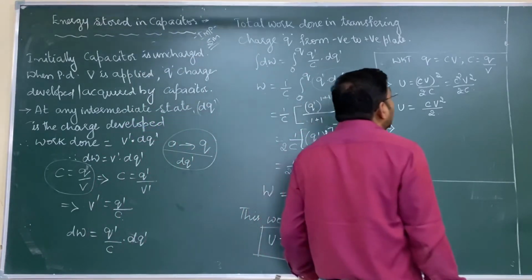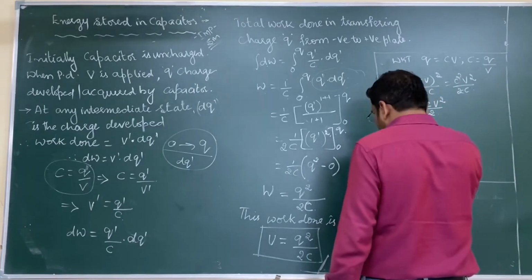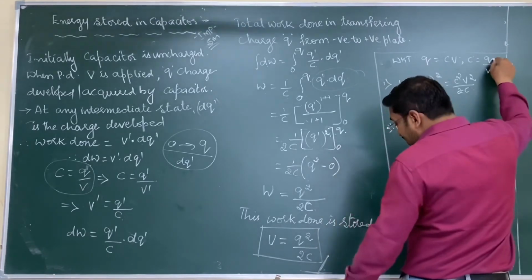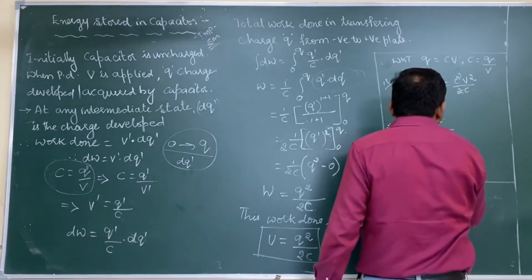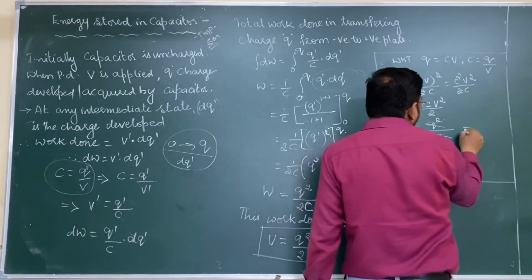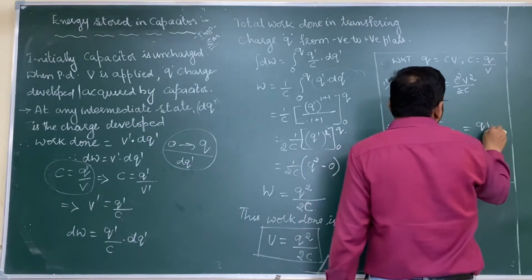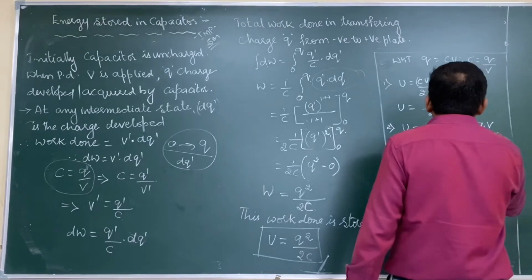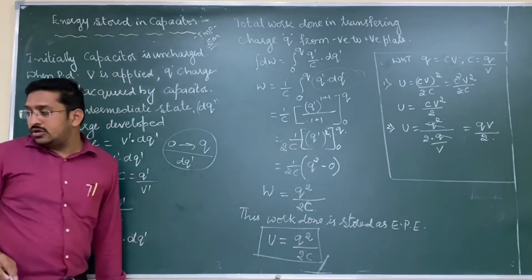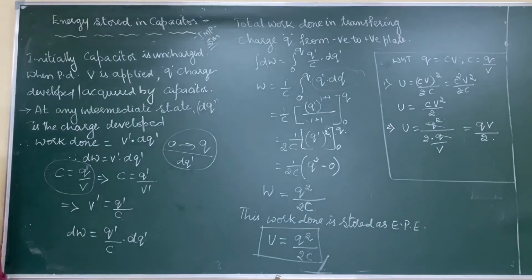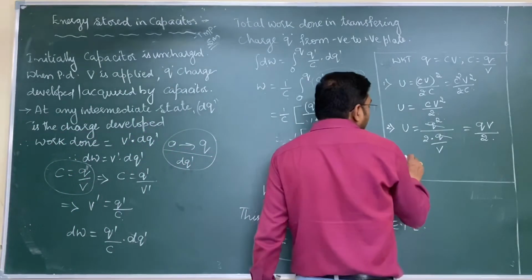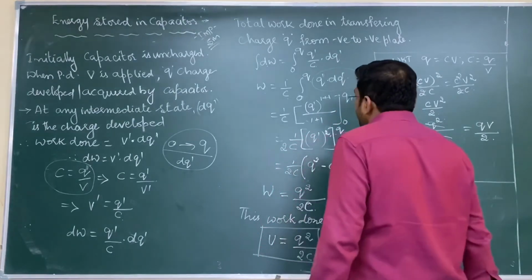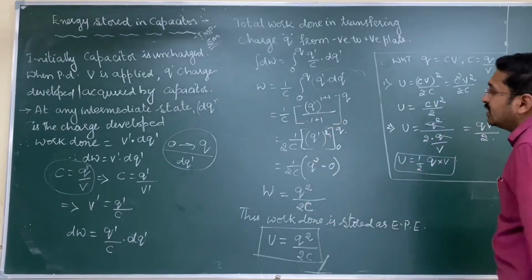Now, substituting Q by V in place of C, U is equal to Q square divided by 2 into C, where C is Q by V. This is Q divided by V. One Q gets cancelled out and this V goes to the numerator. That is QV divided by 2. Or in other words, we can write U is equal to half into charge into potential. These are the different forms of the energy.